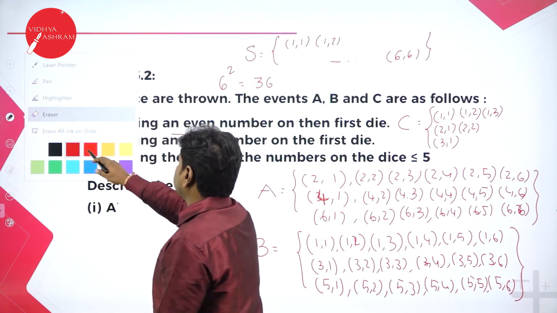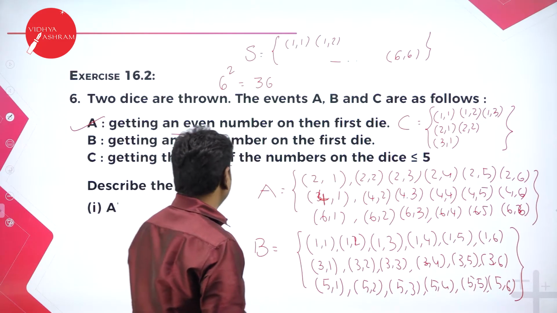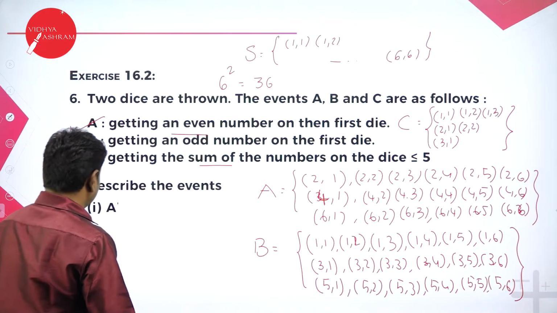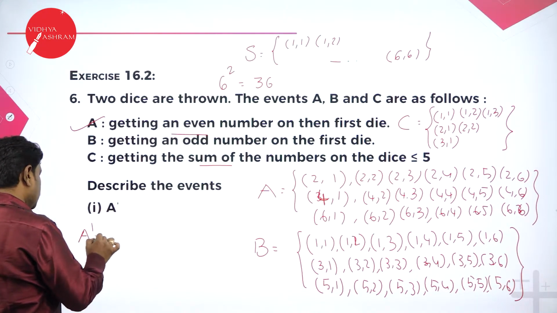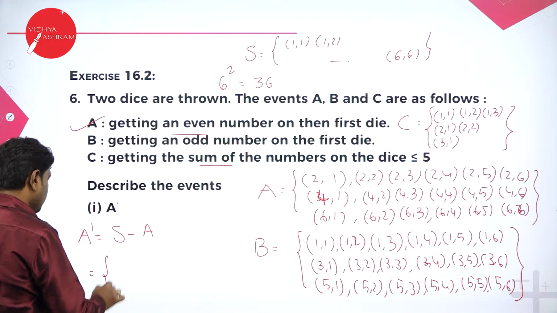So we wrote all of it, we described the events A, B, C. Now they want A dash. Dear students, A dash means what? Sample space minus A. In the sample space remove A.